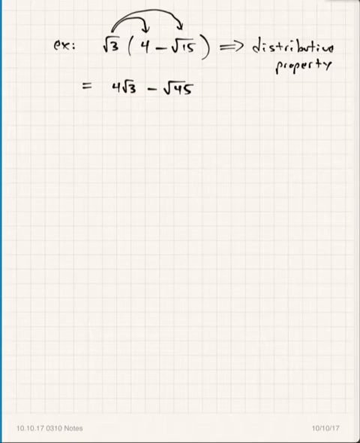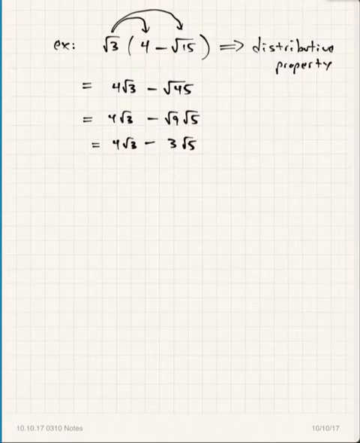And then you simplify the square root of 45. You can break that up, as we've done that a couple of times now today, as 9 times the square root of 5. And so you have 4 square root of 3 minus 3 square root of 5.